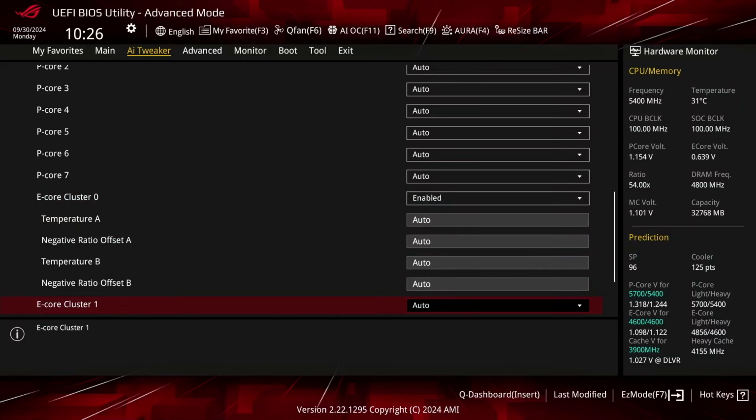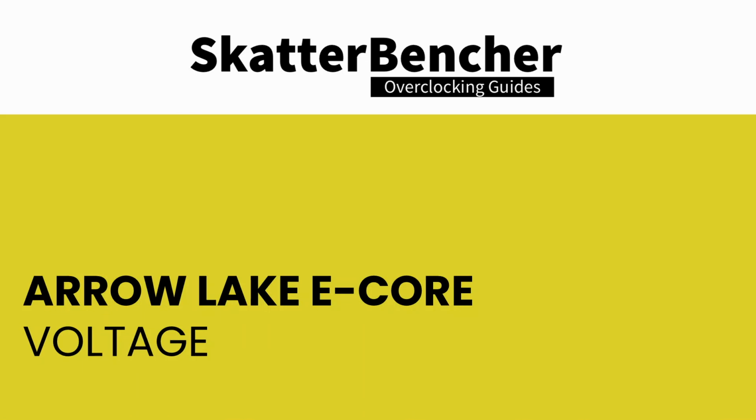The voltage regulation for the Arrow Lake E-cores is a lot more complex than on previous generation Intel processors. Basically, that's because of the DLVRs. The DLVRs allow for much lower voltage of the E-cores, but they still rely on an external dynamic motherboard voltage regulator as the voltage source.